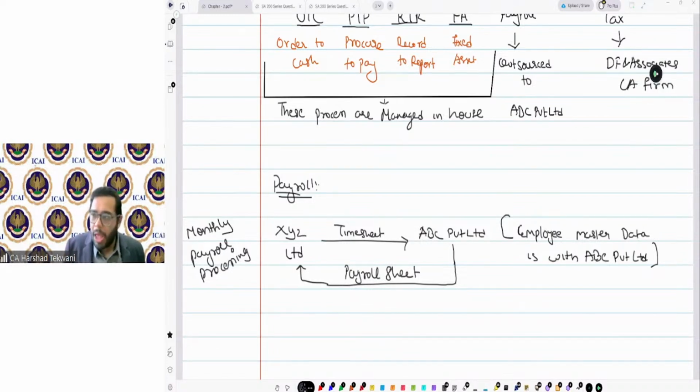Now, you tell me what you will do in this scenario when management is relying upon the work being performed by ABC Private Limited. XYZ is not doing anything. They are just providing the timesheet to ABC and ABC does everything. How will you audit payroll sheets, payroll cost, payroll expenditure in this scenario?